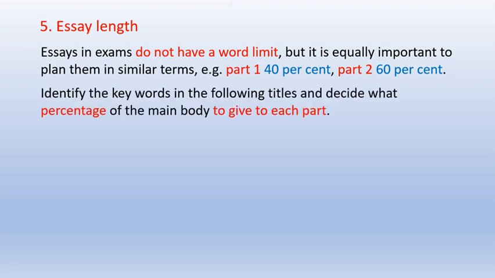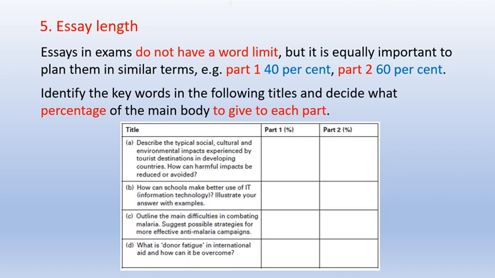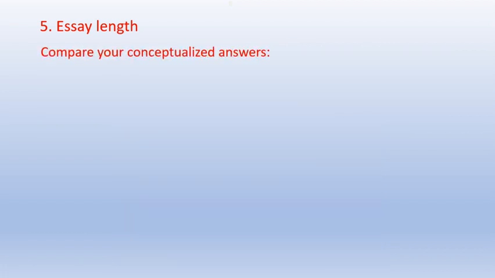And identify the keywords in the following titles and decide what percentage of the main body to give to each part. Over here you also take a look to find out how much percent each part we should focus on. For the title, part 1, how much do we use, and how much does part 2 have? So now you can take a look at the title below. Now let's compare your answer. It is just your conceptualized answer, so hopefully you may have your own model.